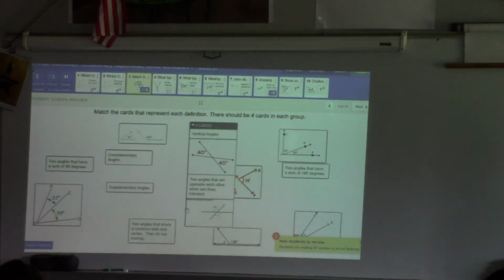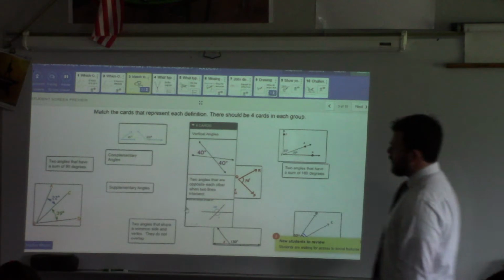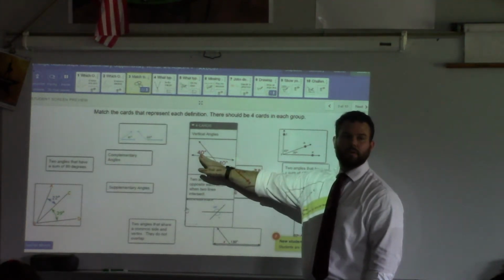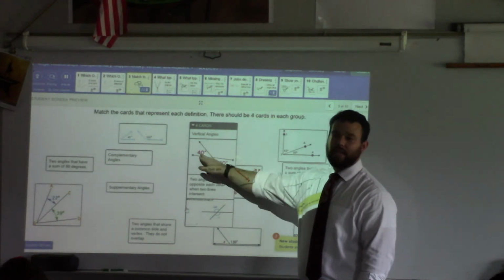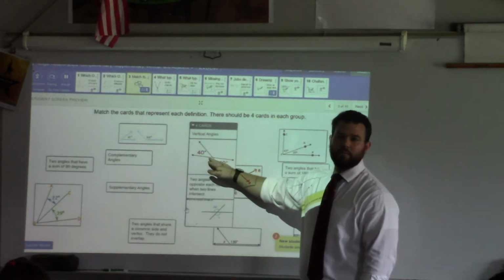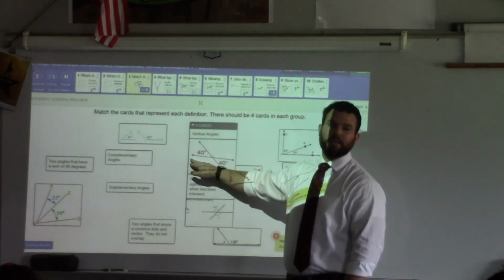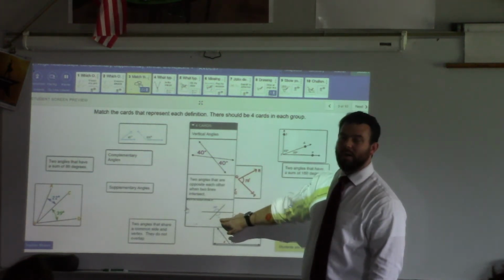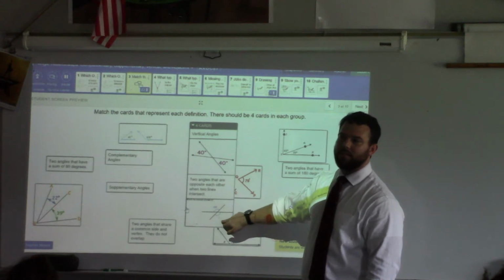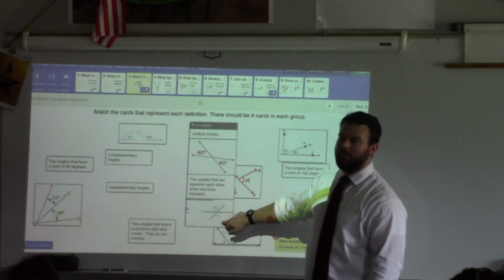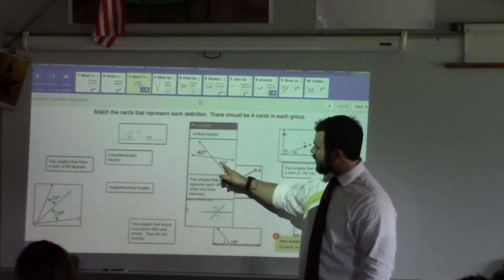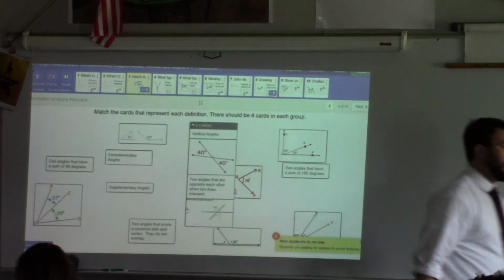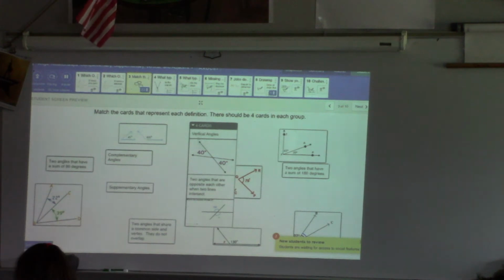Now I need y'all to pay attention to this. This is 40 and this is 40. So vertical angles have the same what? Measure. We call it an angle measure. Here it's 133 and this is an X. So what is the measure of this angle down here? 133. They are the same. Vertical angles have the same angle measure.